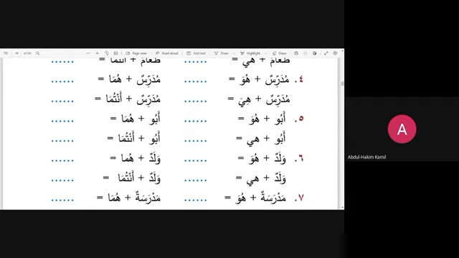Fatha means to open. Kasra means to lower the tip of your tongue. We talked about this before. And dhamma means to grab your lips together. That's what they called it, and they called them harakat. The sukun in Arabic means the opposite of haraka. Don't move anything. Hold it. Sukun means don't move.